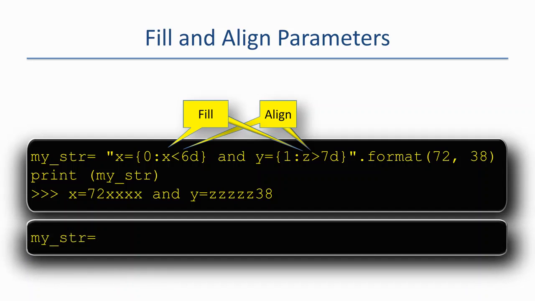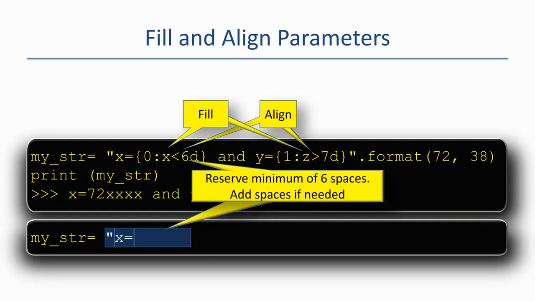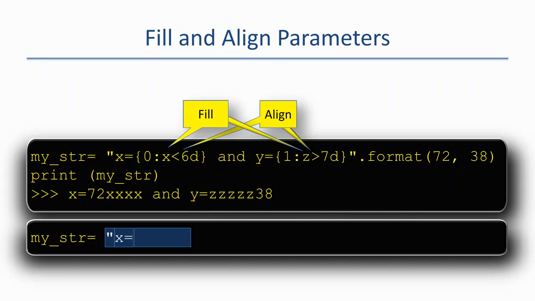As you already know, the first thing Python does to build the output string is to scan the template string until it encounters an open curly bracket. So in this case, it scans and the characters are going to be x and the equal sign. So it copies that exactly to the output. Then it goes and works on the curly bracket. First of all, it knows that it has to reserve a minimum of 6 spaces, and it will add spaces if needed. And then it also knows that it has to go and get the value of the argument at position 0, which in this case would be 72.